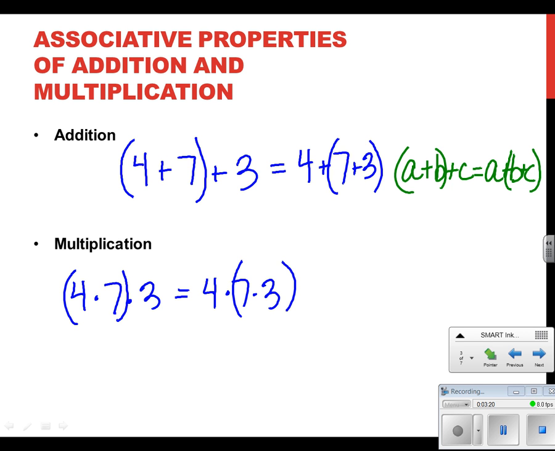And so with algebra, A times B times C, and multiply A times B first, then C, would be the same as if I changed the grouping and decided to multiply B times C first. So I'm changing the grouping here, and this works if I am only adding in a problem or multiplying in a problem. Now with both the commutative and the associative properties, subtraction and division will not work. They only work with addition and multiplication.